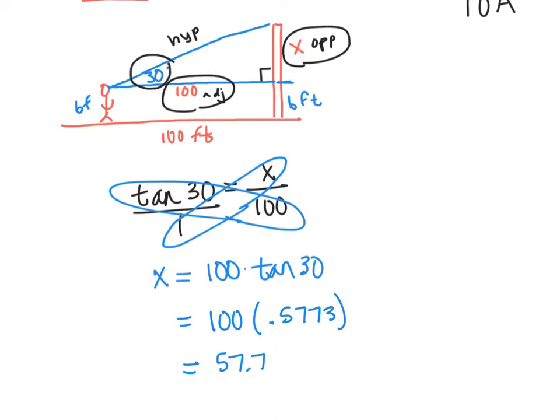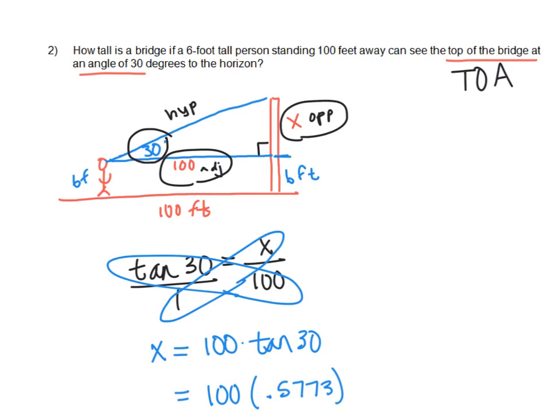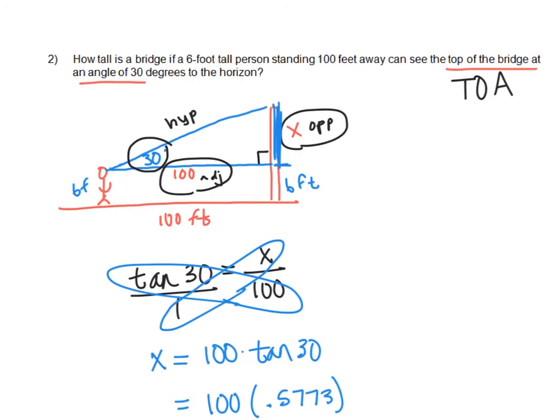57.7, rounded to the nearest tenth for that answer. So 57.7 feet is what x equals. If we go back to our picture, that's just this measurement right here, this height from here to here. Is it 66 or 57.7? Can't remember. 57.7. So that is 57.7.